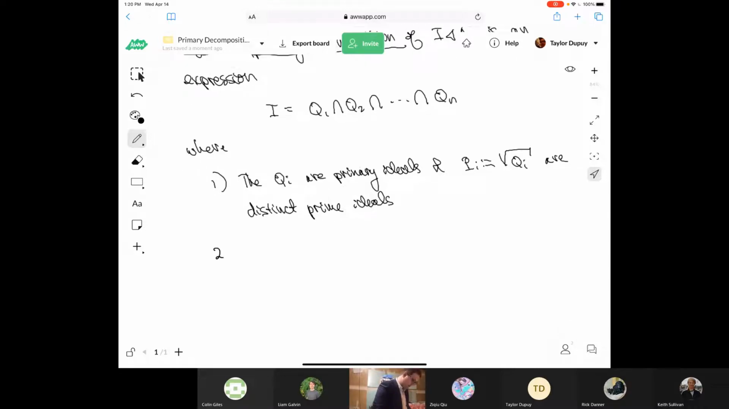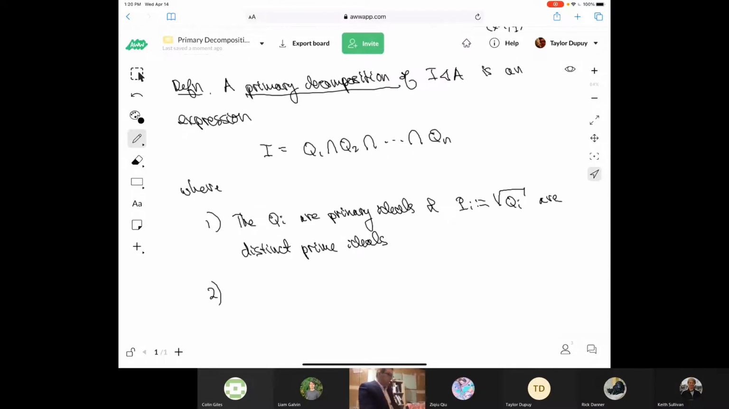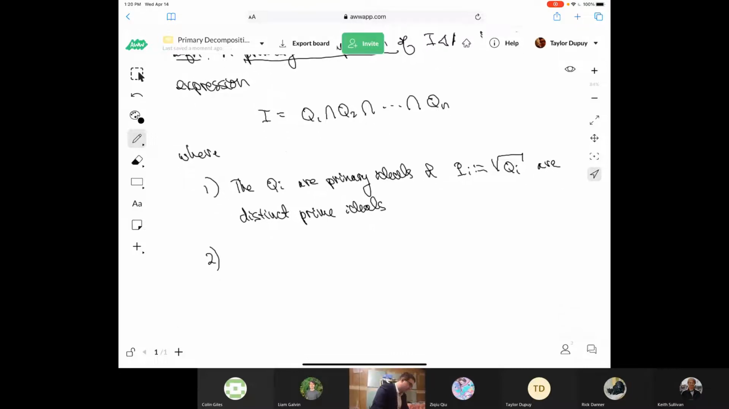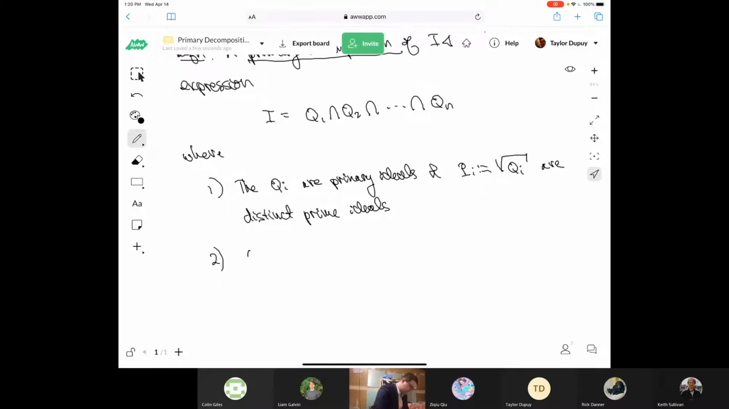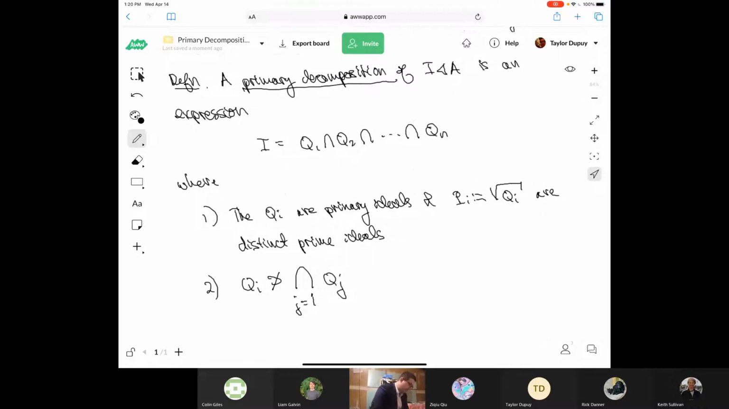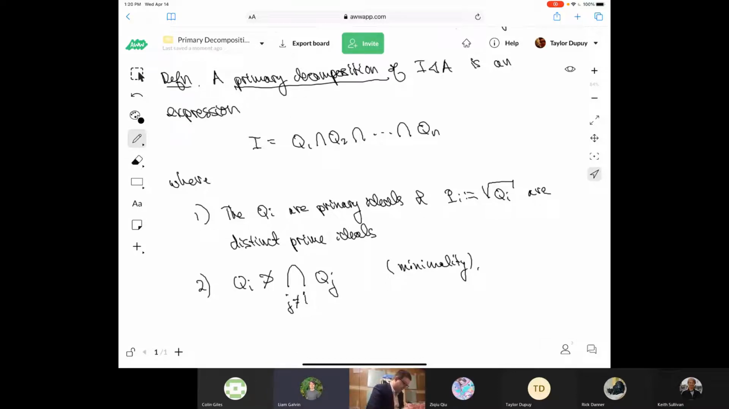And then 2, this is about irredundancy. So 2 is making sure that you don't have anything repetitive, that Qi does not contain the intersection over j of Qj, with j not equal to i. Sometimes this is called minimality or something. J equal or J not equal? J not equal, sorry.